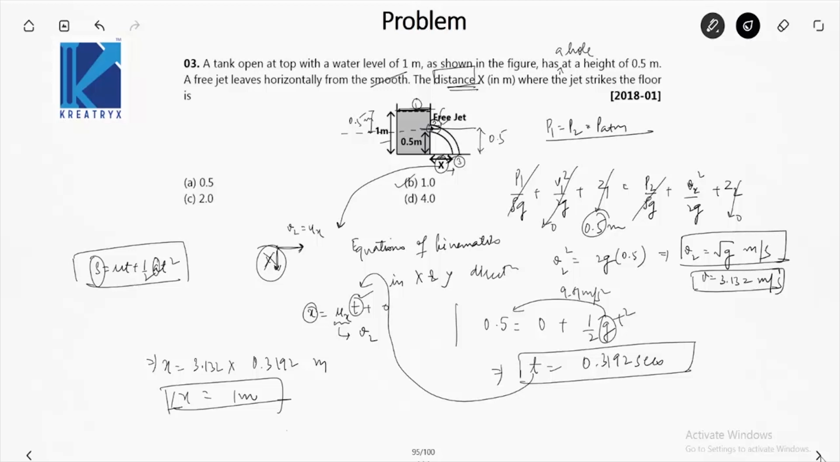So it was a nice question that was clubbed with your basics of +1 and +2, 11th and 12th. That is, you have to use equations of kinematics also. Okay, next question.